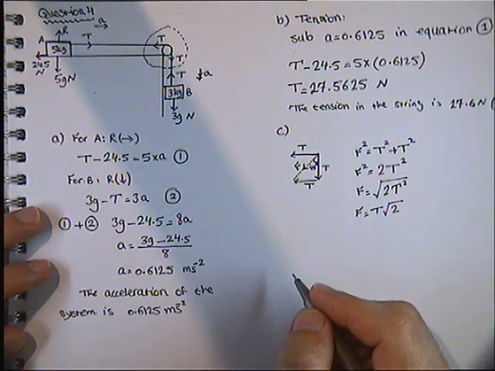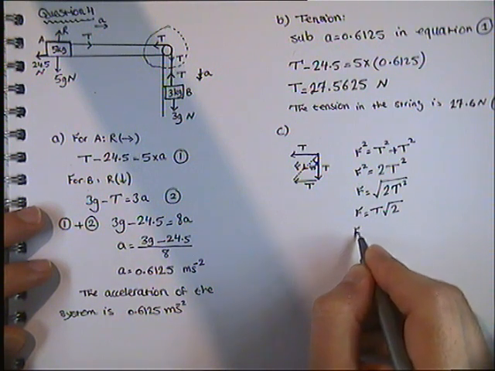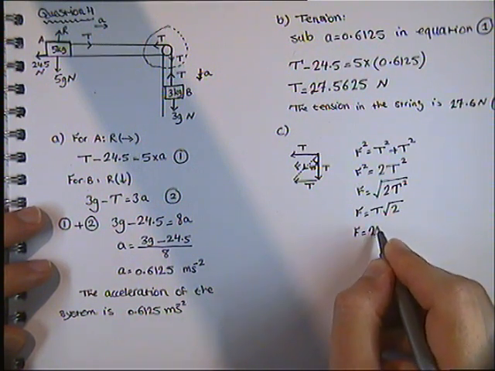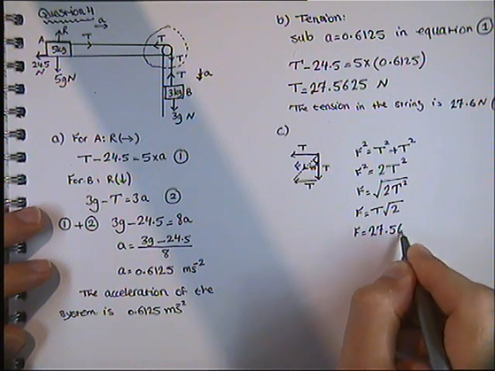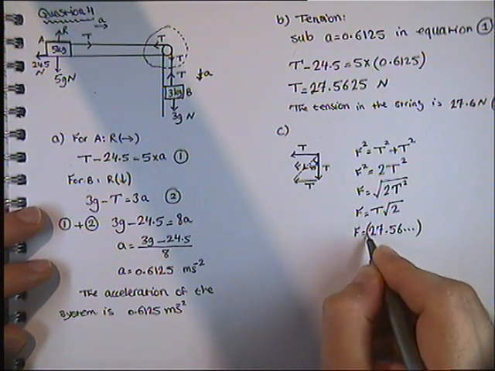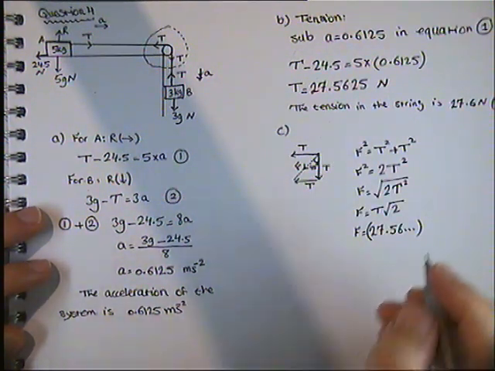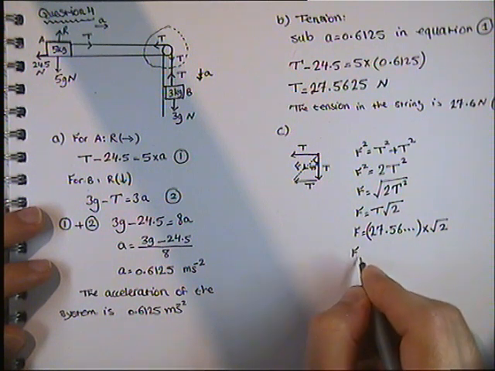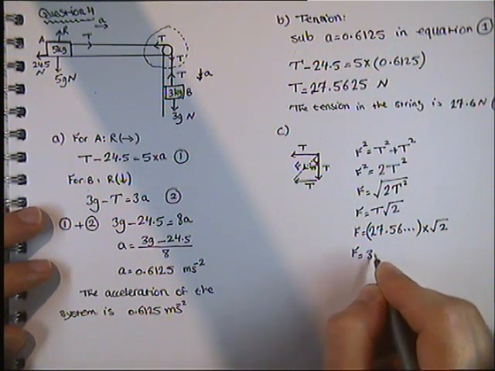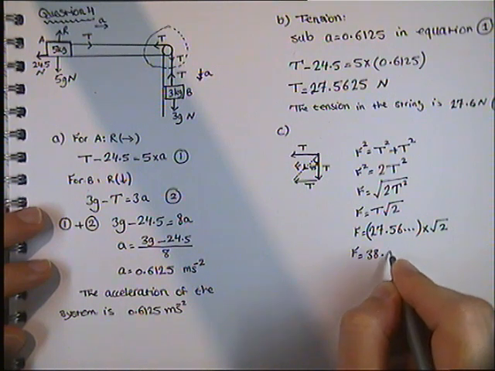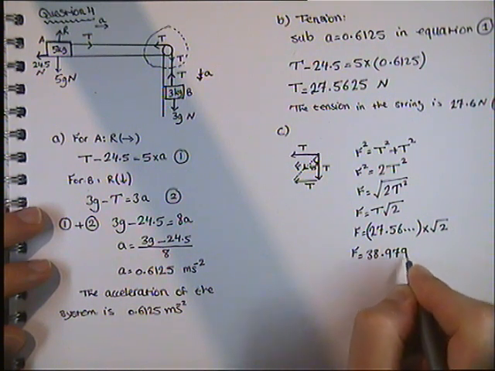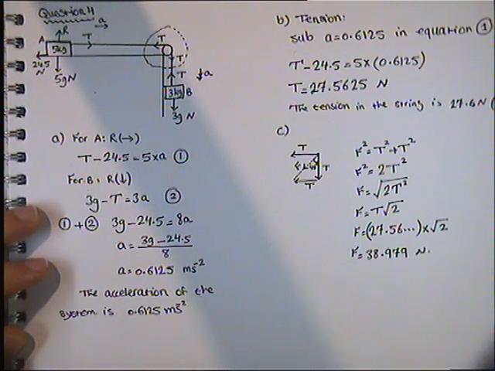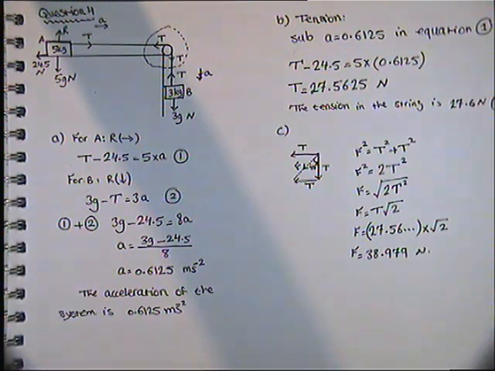We know T is 27.5625. Therefore F is equal to 27.56 and so on. So enter exactly the same number into the calculator times root 2. And finally F is equal to 38.979 Newtons. And that's the end of question 4.